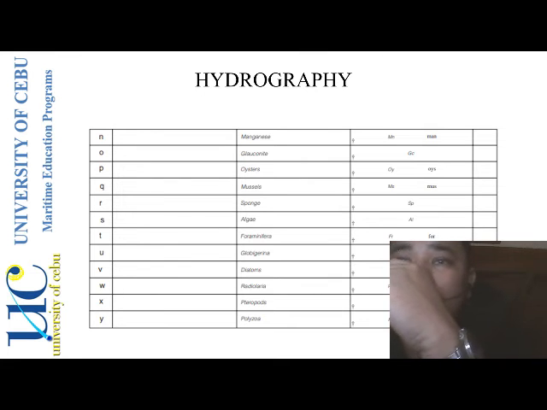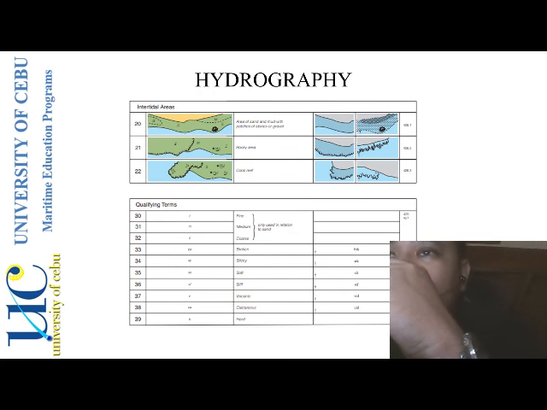So the initial area is number 20, the area of sand or mud with patches of sand or gravel. So number 21 is the rocky area. Number 22 is the coral reef. So the qualifying terms: F is the fine, M medium, or C coarse. BK is the broken, SY is the sticky, SO is the soft, SF is the stiff, V is the volcanic, CA is the calcareous, H is the hard.